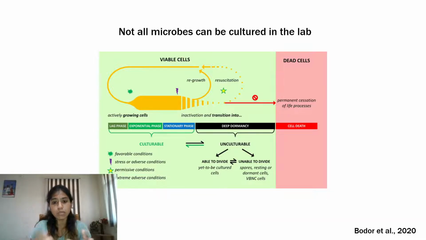So for any microbe, this is how the microbial growth phase works. There is a lag phase. So let's say we take the microbes from the environment and then we culture them in a suitable media. So how do we determine the suitable media? We just have to try out different media with different sugar components.